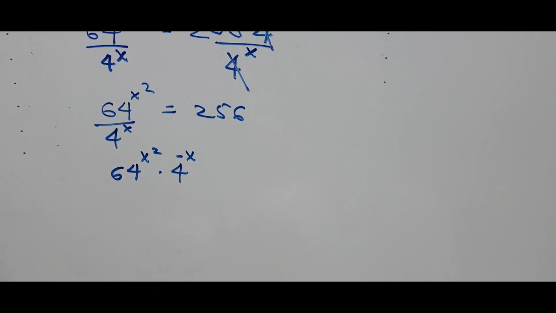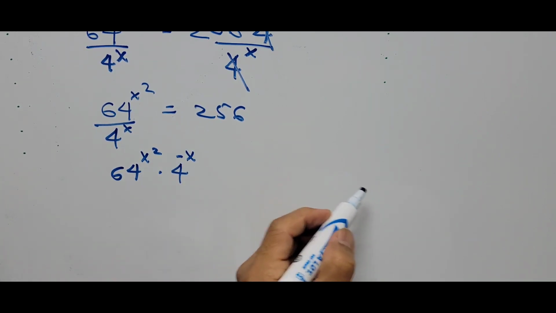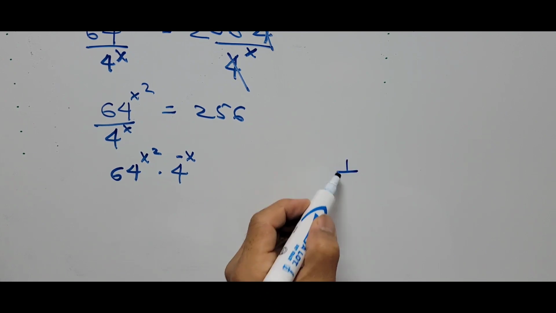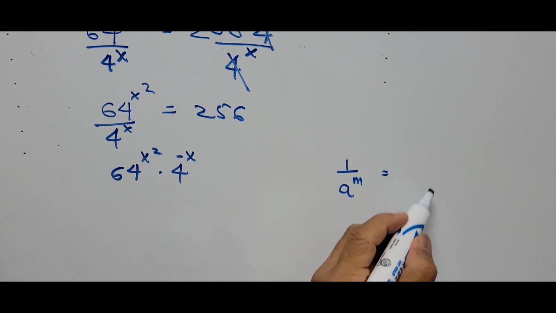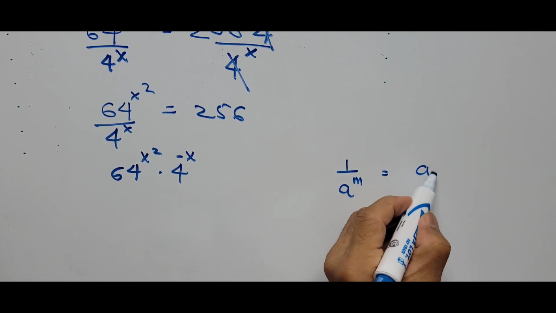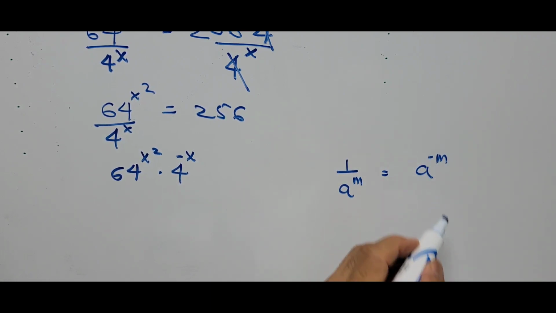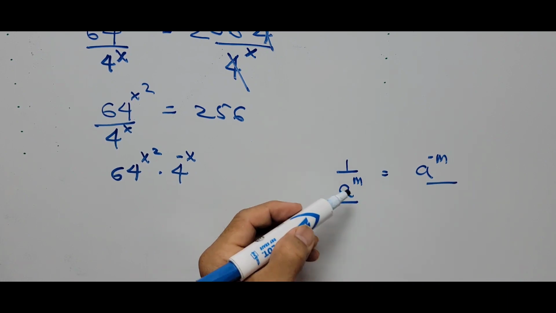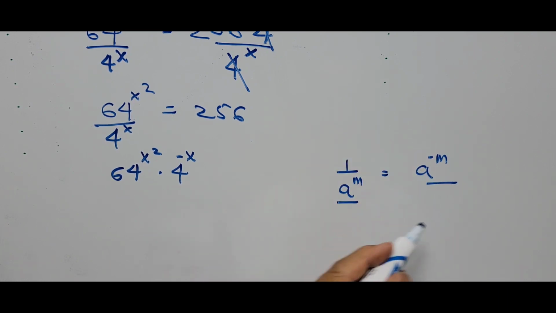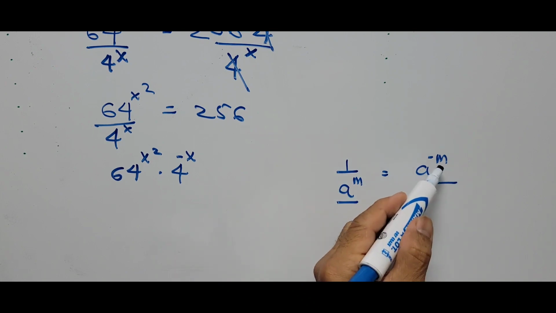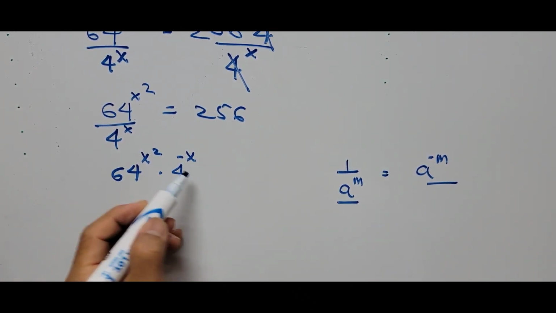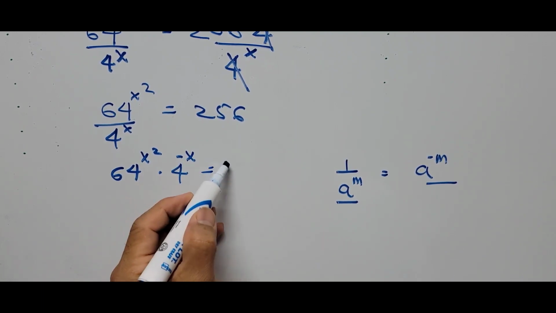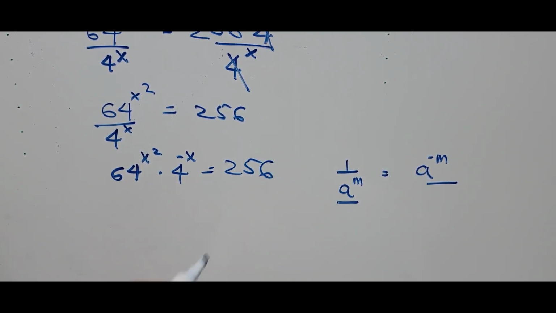Here we're using the negative exponent rule. That is 1 divided by a to the m is equal to a to the negative m. So if you move it from the denominator to the numerator, the exponent becomes negative. Alright, let's go back here. So the equation is now equal to 256.